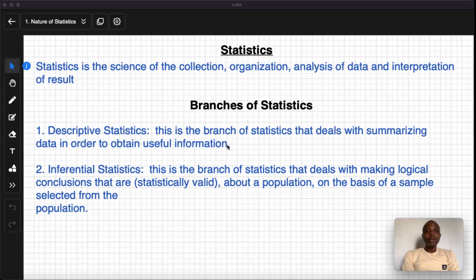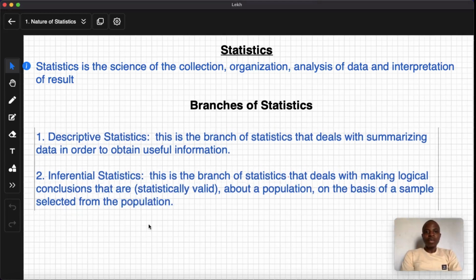The second branch is called inferential statistics. Inferential statistics is the branch of statistics that is concerned with making logical conclusions that are statistically valid about the population on the basis of a sample selected from the population. And that is what we refer to as hypothesis testing. So we take a sample and then we try to find out if a claim about a parameter is true or not.